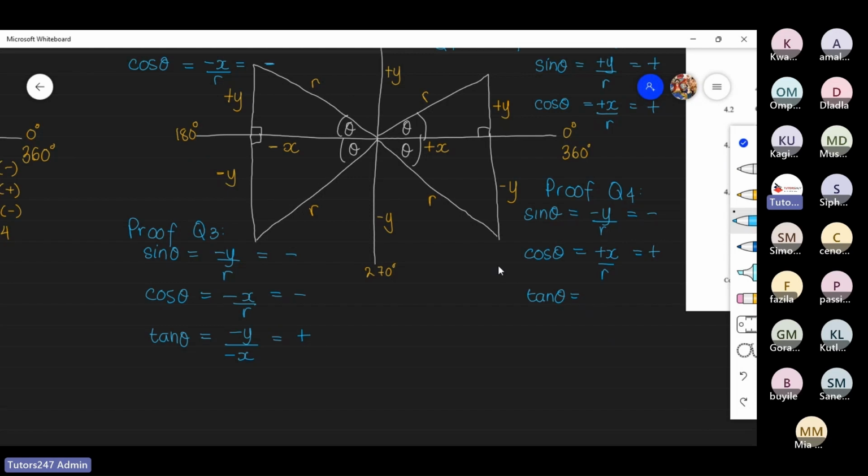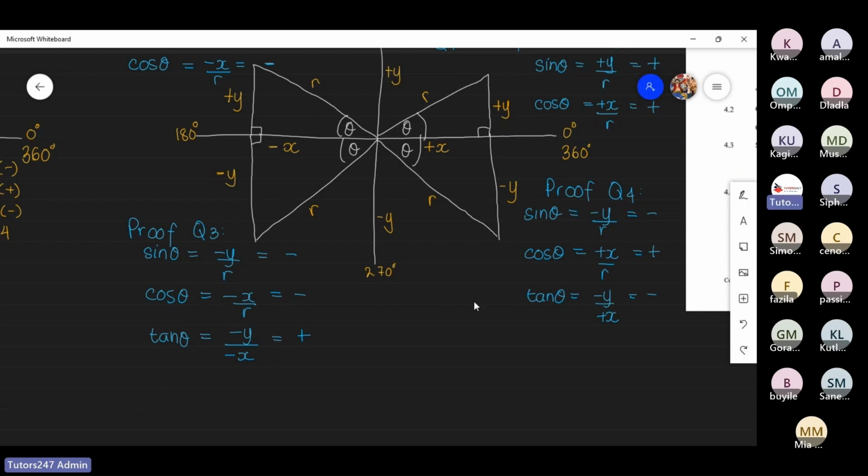Lastly, we have tan theta. Keep in mind, tan theta is going to be negative within the fourth quadrant. Tan theta is opposite over adjacent. So you have negative y over positive x, and that gives you a negative answer.